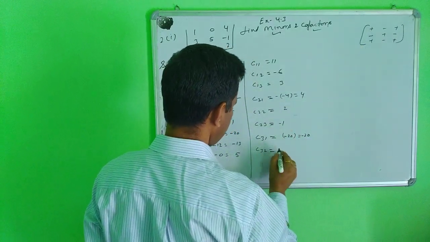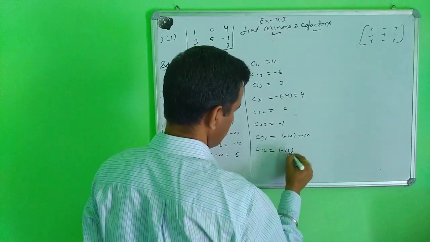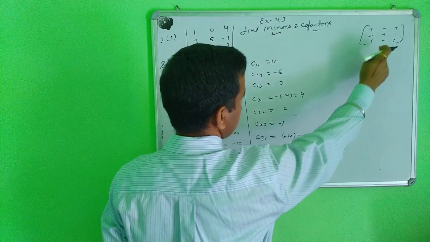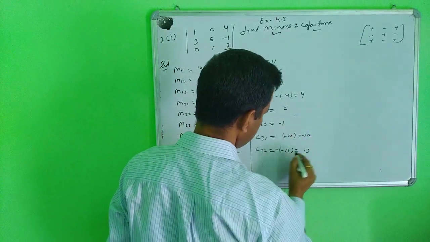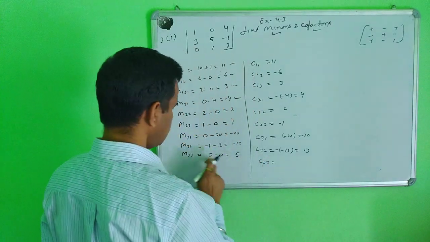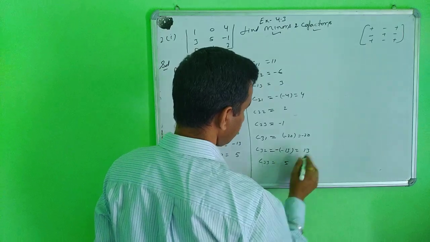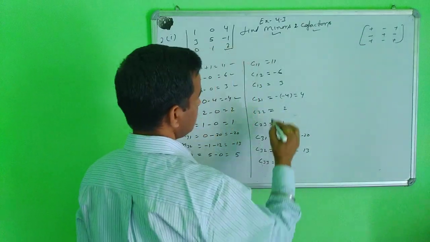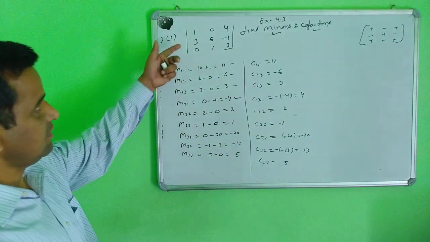C32, what will C32 be here? Minus 13. The sign for 3 2 is already minus, so minus times minus gives plus 13. And C33, the value here is 5, and the sign is already positive, so there is no change. So these are the cofactors of this determinant, and those were the minors of this determinant.